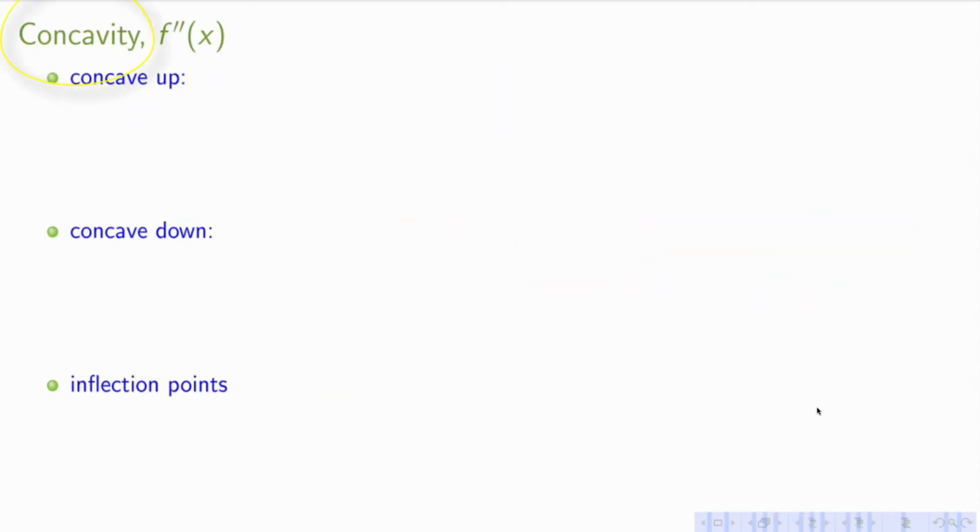So f double prime stands for concavity. And we define concave up, concave down, and inflection points. So how does this work? For example, let's look at the second derivative if it is positive. So this means that f prime, okay, one derivative less, is actually increasing. So try to visualize this. F prime again is the slope of the tangent line, so the slope of the tangent is increasing. So this could look something like this.